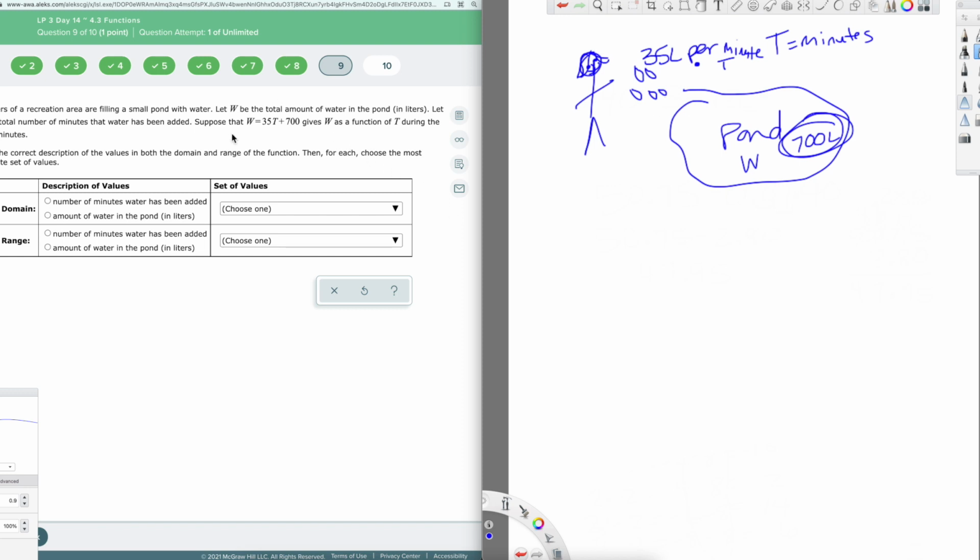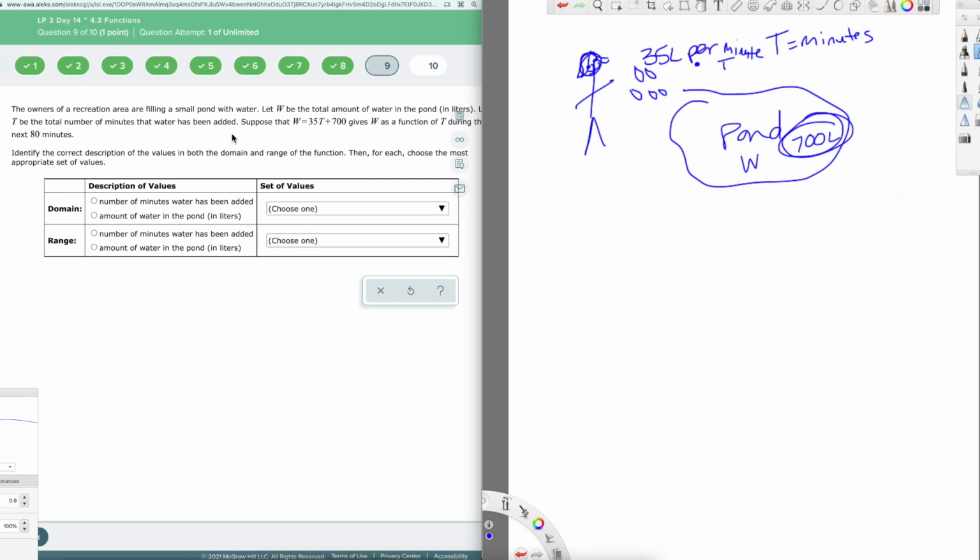So we've already broken this down, and we've worked with a couple of these problems now. So I'm hoping we get to the point where we can understand this addition: this number is my starting point. What's being multiplied is what I'm changing by each, every, per, whatever the problem introduces to me. So if I have W equals 35T plus 700, and then they want to ask some questions.